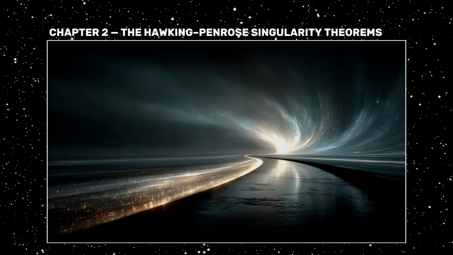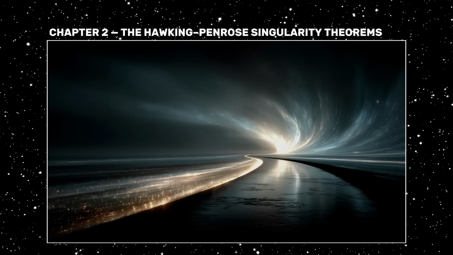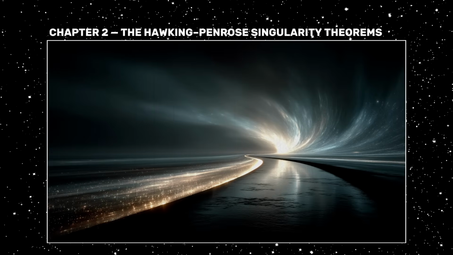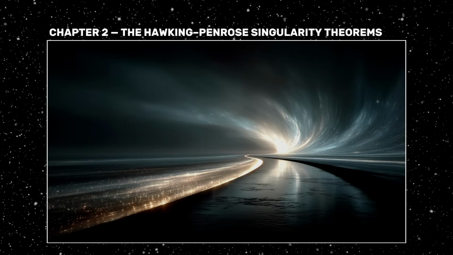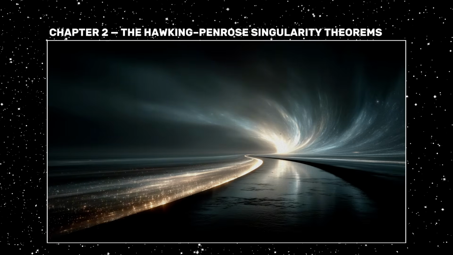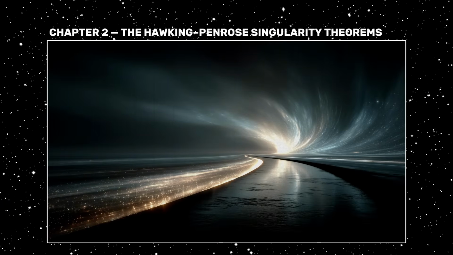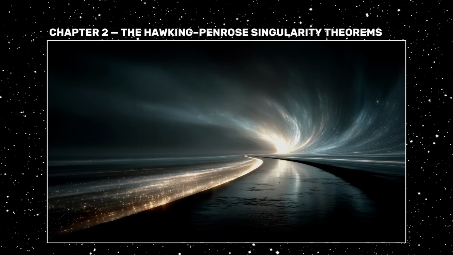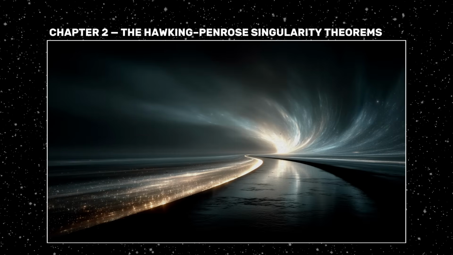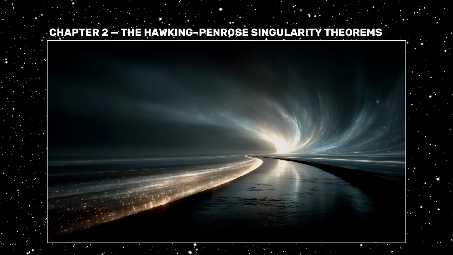One of the subtler points of the theorems is their reliance on certain energy conditions, assumptions about the nature of matter and energy. For example, the so-called strong energy condition asserts that gravity is always attractive in classical contexts. These conditions are reasonable for normal matter, but quantum field theory has shown that they can be violated in exotic circumstances, such as with negative energy densities. This does not invalidate the theorems, but it points to the edge where quantum effects may alter the conclusions.